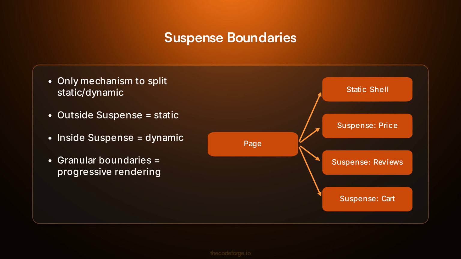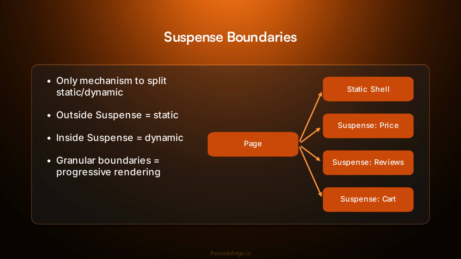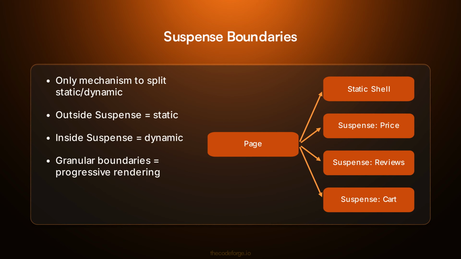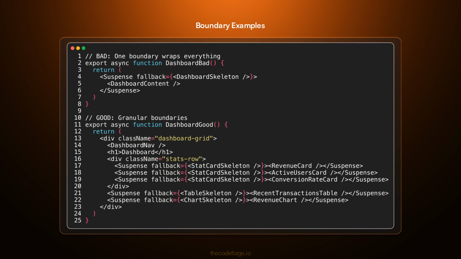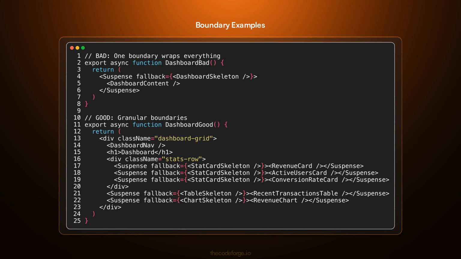Suspense boundaries are the control mechanism. Components outside are static, pre-rendered at build time. Components inside are dynamic, streamed at request time. Granular boundaries let each section load independently. The bad pattern wraps everything in one suspense. The whole page is dynamic. The good pattern uses granular boundaries. Each card, table, and chart streams independently.